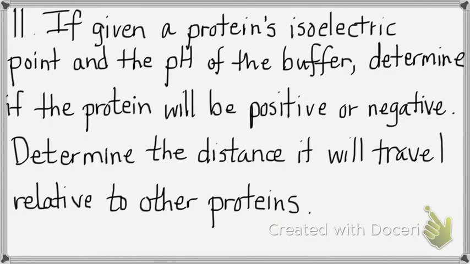All right, number 11. If given a protein's isoelectric point, and everybody check it out, isoelectric point is the pH at which the protein has no charge at all. If I give that to you, and then I give you the pH of the buffer, determine if the protein will be positive or negative. We did that together at the bottom of this page. You see the table that says sample, and it's got cytochrome C, myoglobin, hemoglobin, serum albumin. Then I give you the isoelectric point, and I give you the pH. Does everybody see what I'm talking about? Then we predicted whether it was going to be positive or negative. So I need you to go back and review that.